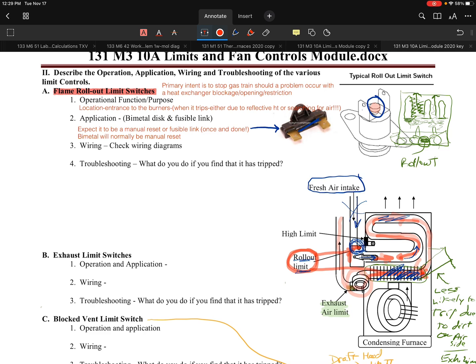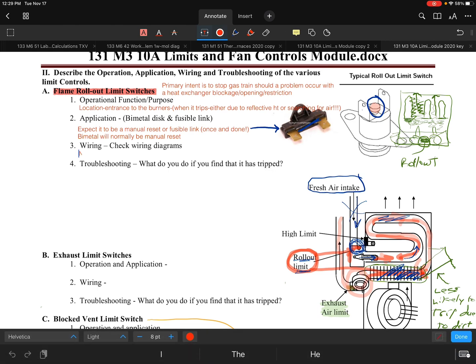As far as the wiring in that, the first thing I would address on the wiring side is that I would say it's normally wired just prior to the ignition module.